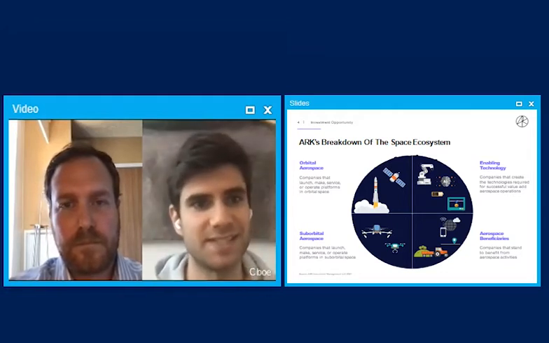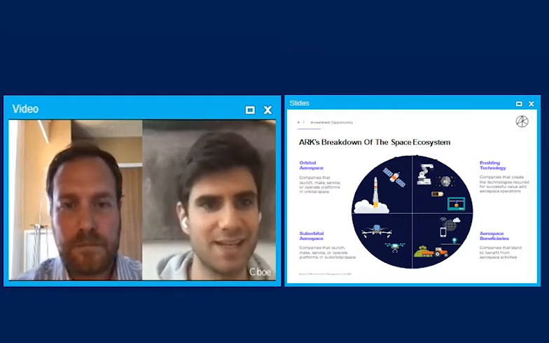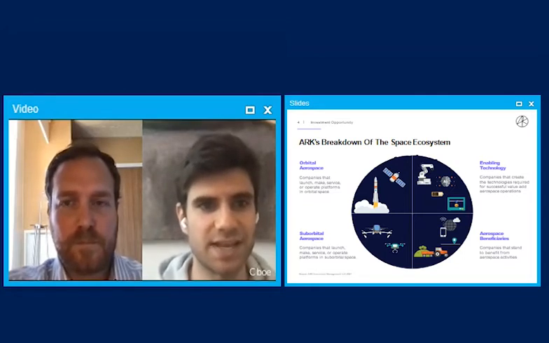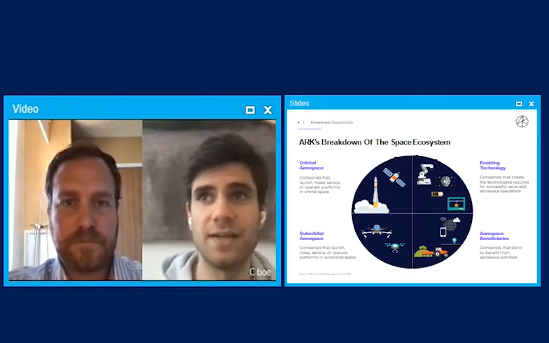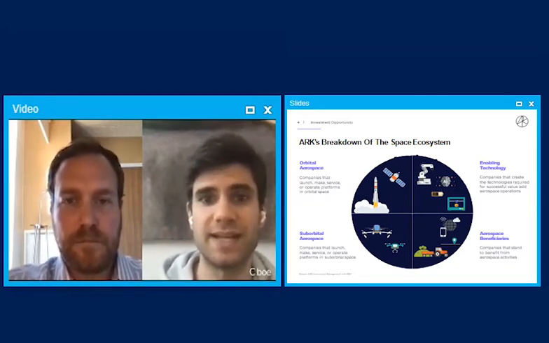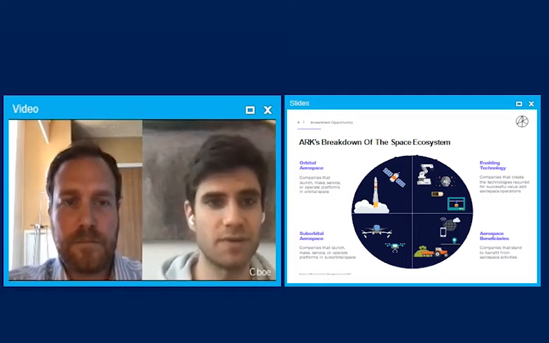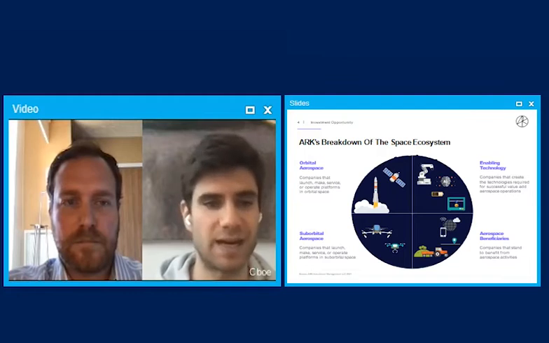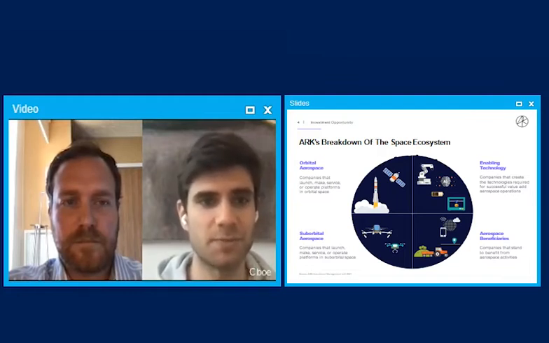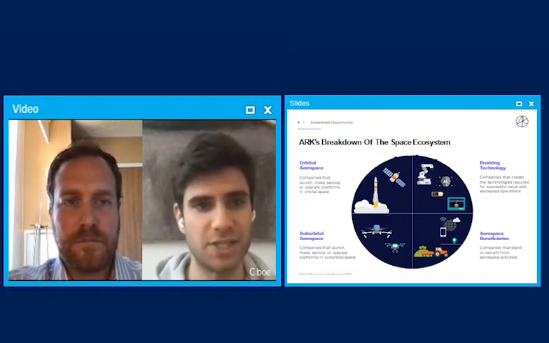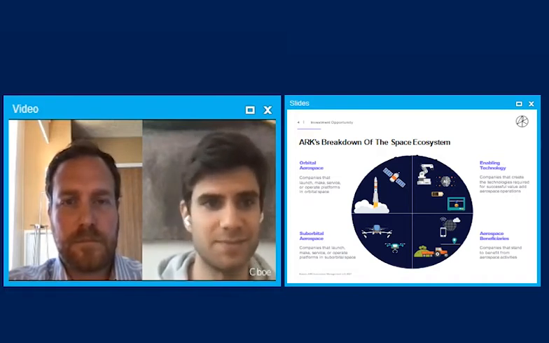Everyone says invest in the picks and shovels, and this enabling technologies area is the way that we capture that. In here, we look at energy storage, which is very important for drone technology, and robotics, which is super important not just for the manufacturing, but then potentially for operation of items that are in space.